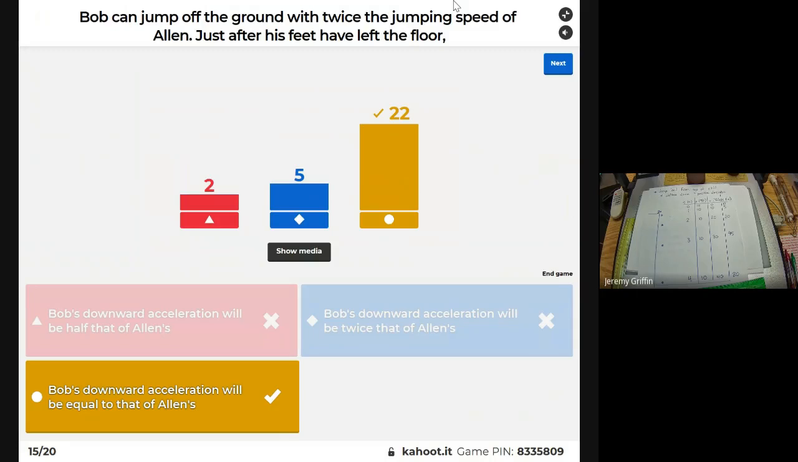Oh, hey, you guys did awesome. Guys, those accelerations are equal. In fact, not only are they equal, I bet you guys can tell me the number. 10 meters per second squared downward.